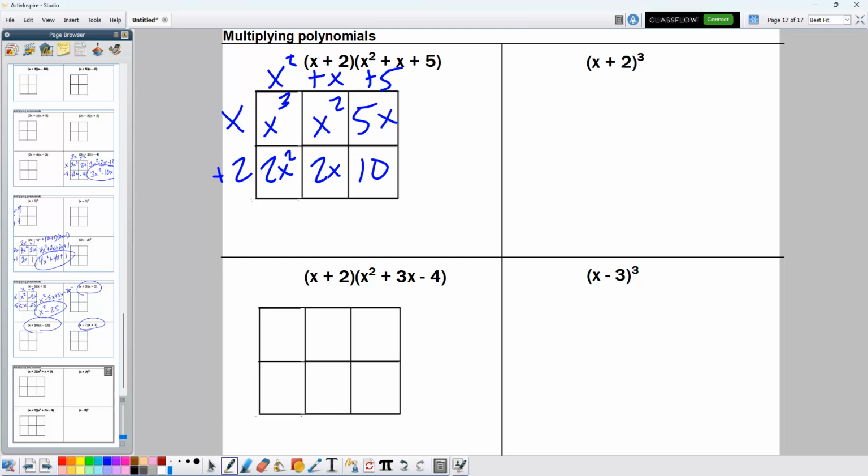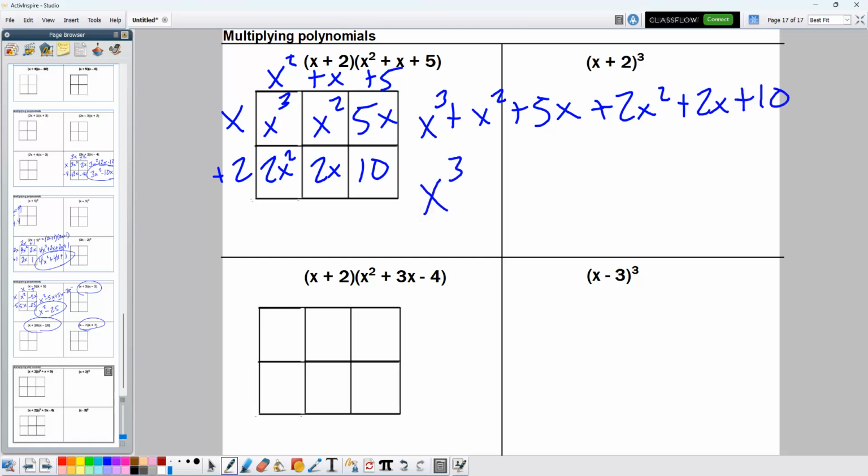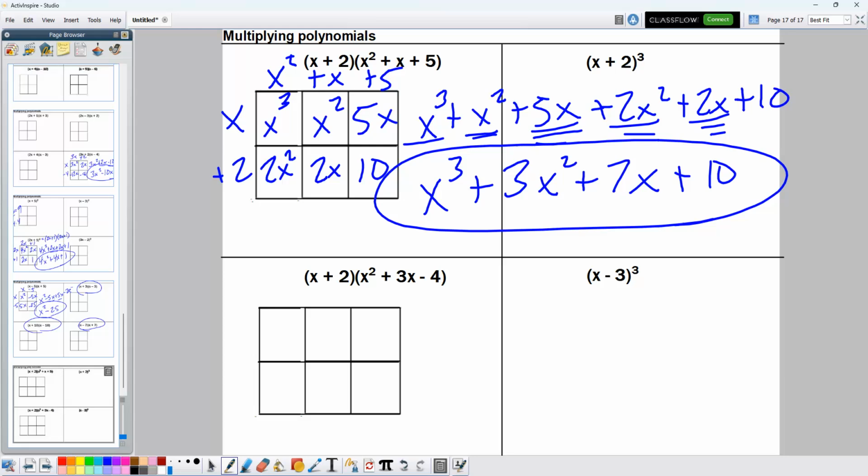So I would have, I'm going to write over here in this other box, x cubed plus x squared plus 5x plus 2x squared plus 2x plus 10. Like terms, there's only one thing that goes with that x cubed, and it's itself there. X squared would go with this x squared. That would, 1x squared plus 2x squared would be 3x squared. 5x and 2x would be 7x, and then the plus 10 would be all by its little lonesome self right there.